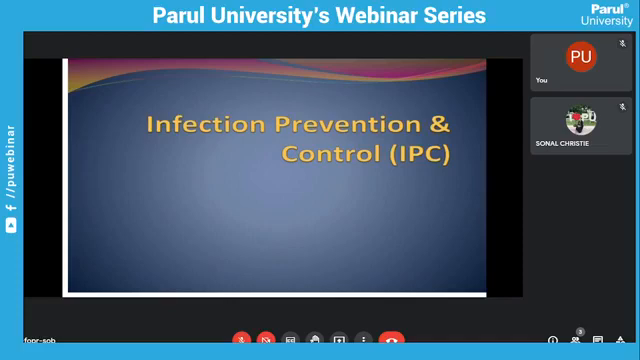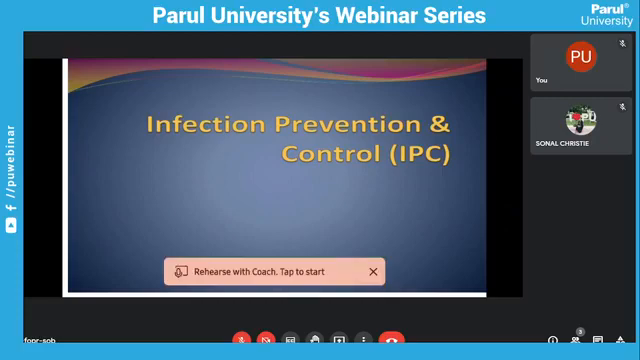Okay, what does it mean? Infection is an invasion and multiplication of microorganisms such as bacteria, viruses, and parasites that are not normally present within the body. When any microorganism enters into the body and multiplies, then it will spread infection. Then what is prevention? Prevention means the action of stopping something from happening.